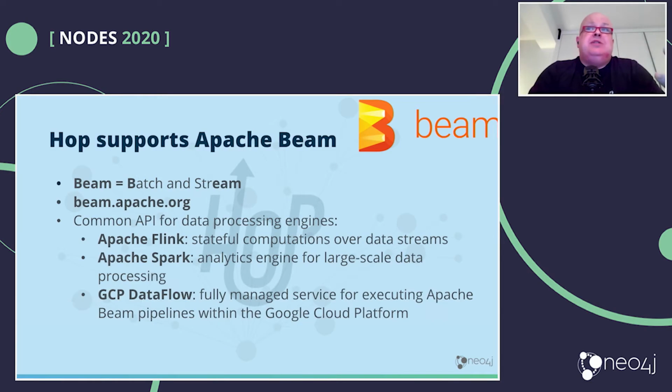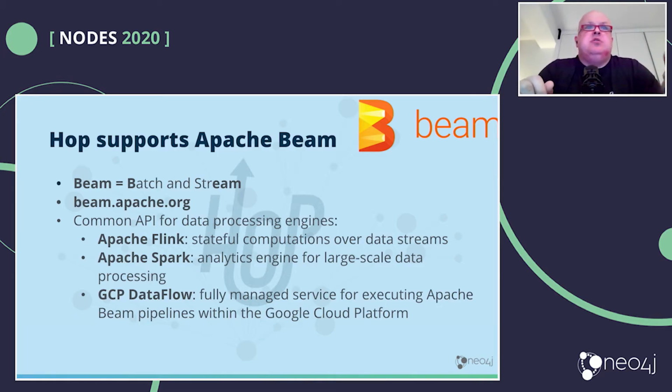And Hop supports Apache Beam. This is another cool Apache top level project. Beam is a shortcut for batch and stream, and it supports a common application programming interface for data processing engines. And it supports a whole bunch of engines. Specifically for streaming, there's a couple of interesting ones. Apache Flink for stateful computations.